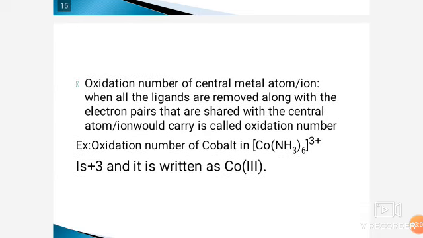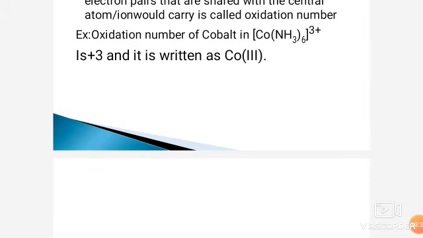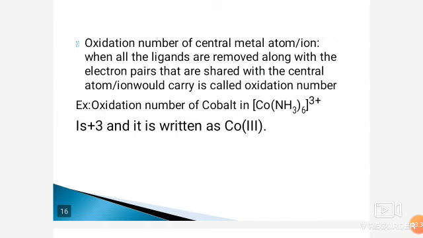Now, oxidation number. This is the charge the central metal atom or ion would carry when all the ligands are removed along with the electron pairs that are shared with the central atom or ion. Example: the oxidation number of cobalt in the hexaammine cobalt(III) complex is plus 3, and it is written as Co(III). Now, this is about some of the basic components of coordination compounds.